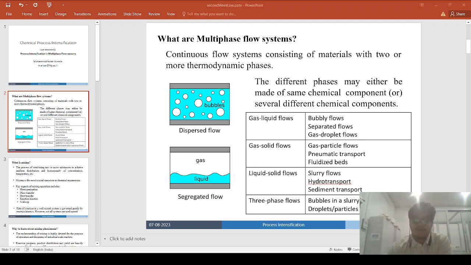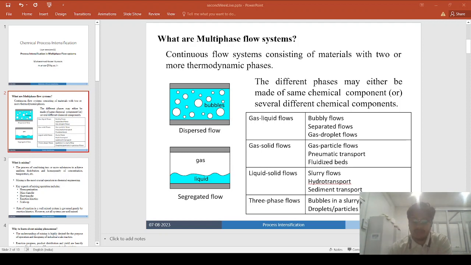Now coming to the gas liquid liquid system, it is a very common system. Oil, water and natural gas is a very common system. So oil is there and water is there and natural gas is there. What happens in the oil mines is the natural gas will sit on the top, and then the oil will sit, and then in the bottom the water will sit.